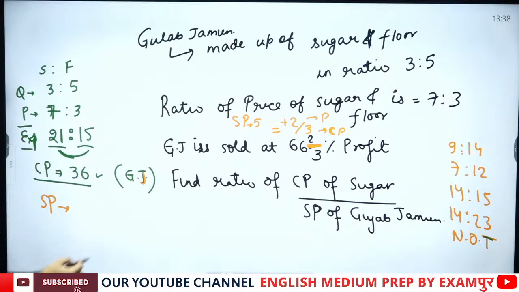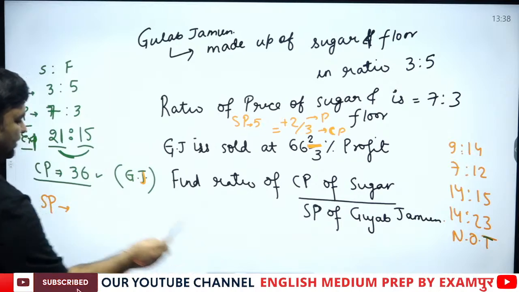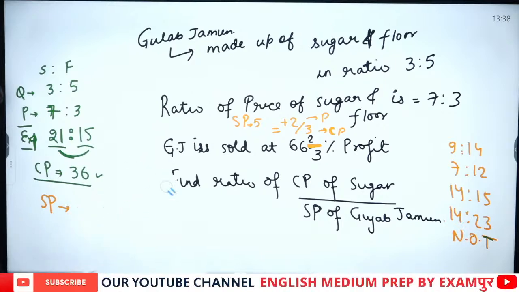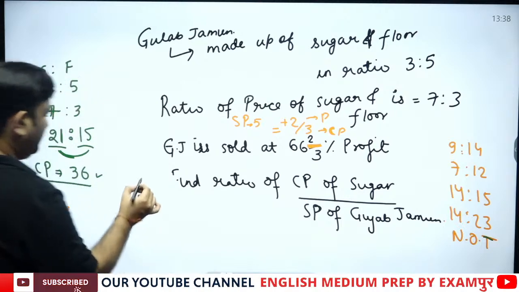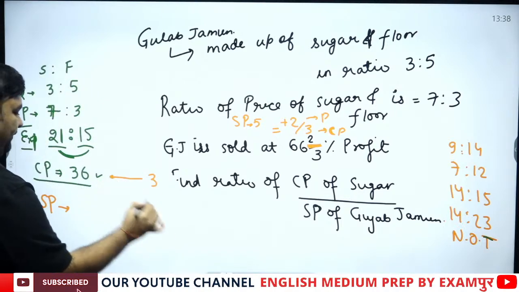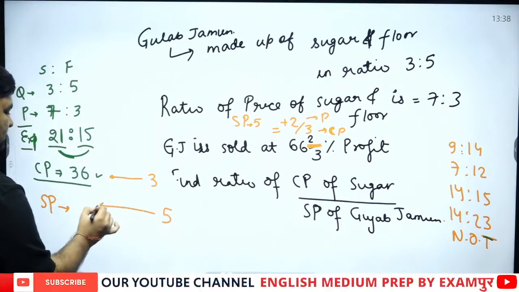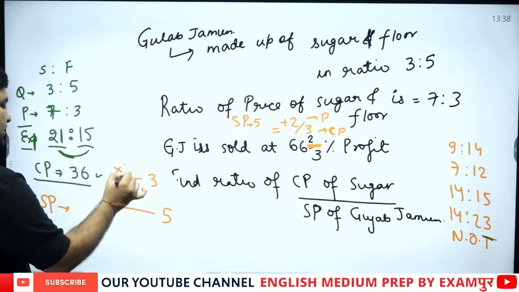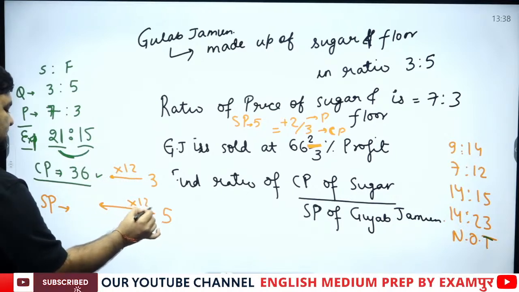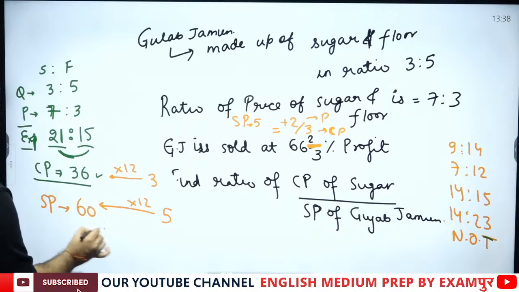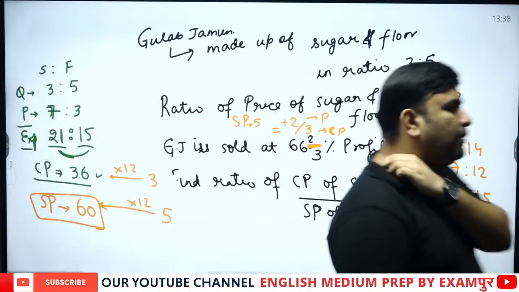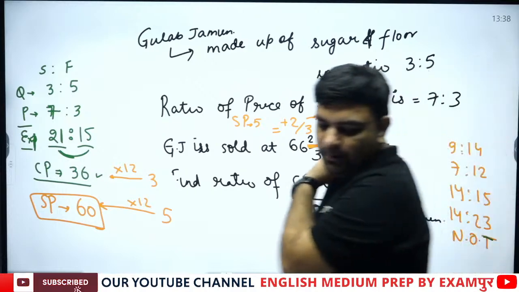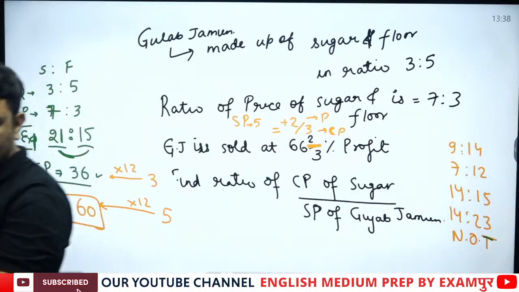SP and CP for the gulab jamun would be in the ratio 5:3. If 3 is 36, this is 12, so SP is 60. So the selling price of the gulab jamun is 60.